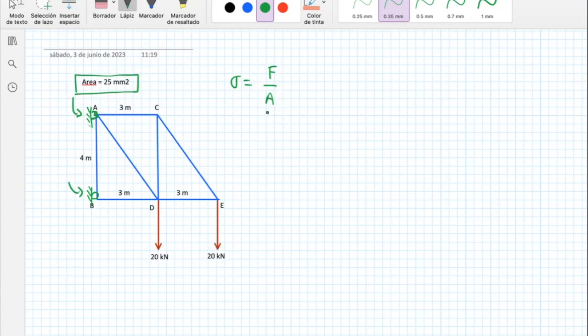So this is a little bit laborious, but let's just do it. Let's just do first a free body diagram. So a free body diagram for the whole thing.